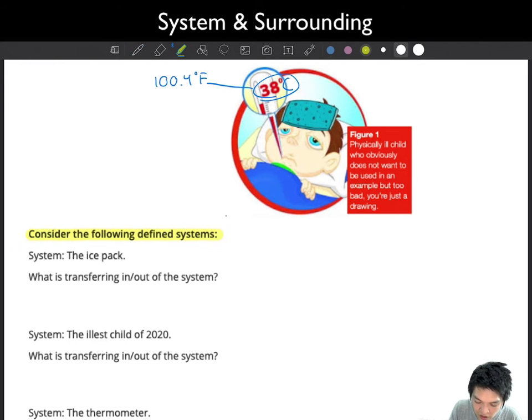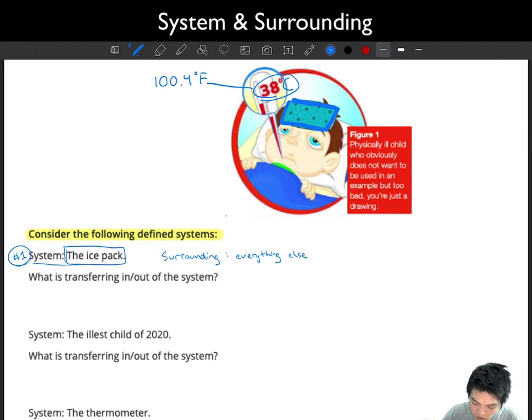It says right here, consider the following defined systems. Let's start with the very first one. What if we said that the system is the ice pack? Okay, that means the ice pack is what we're talking about, right? And on the diagram, I'm going to highlight the ice pack right here. If the system is the ice pack, then the surrounding is literally everything else other than the ice pack. I'm just going to write everything else other than ice pack. Everything else in the universe other than the ice pack.